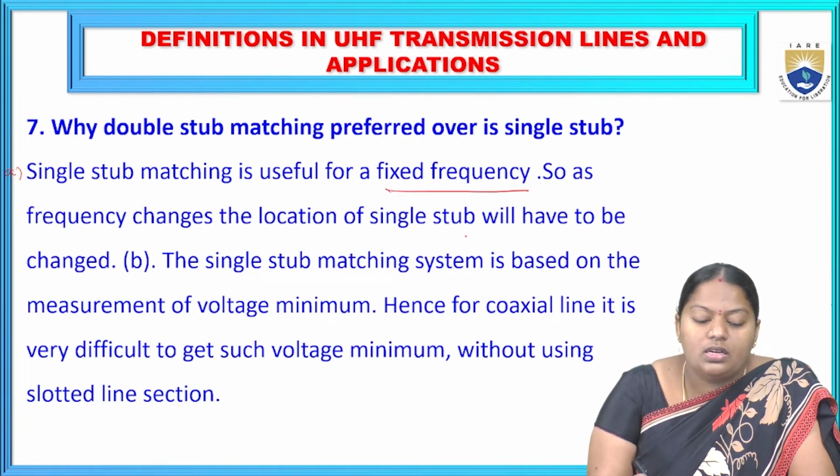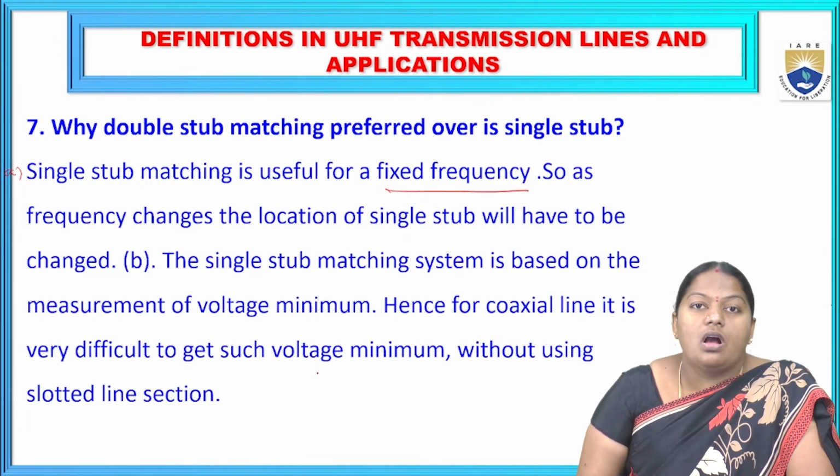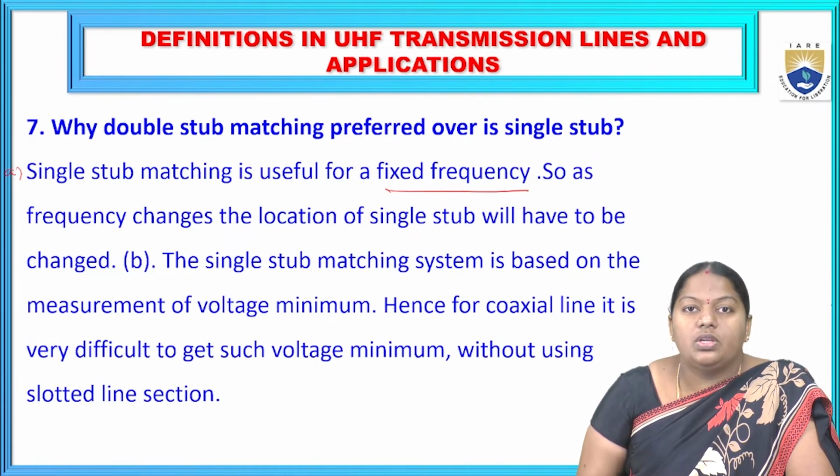As the frequency changes, the location of a single stub also changes. Because of that, we use different stubs, and depending upon the stubs we are adding, the second type of stub matching is called double stub matching. We always add the stub nearer to the load impedance.